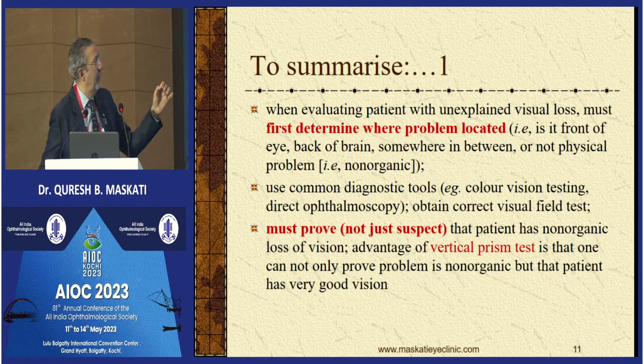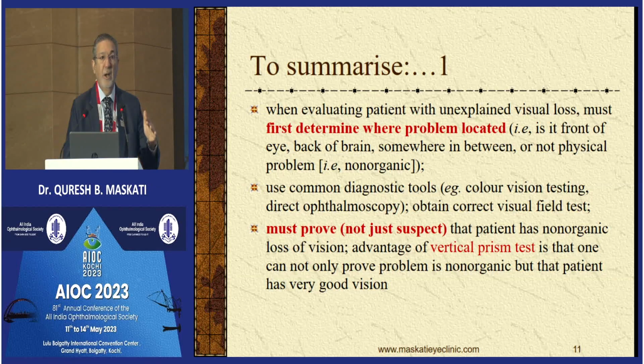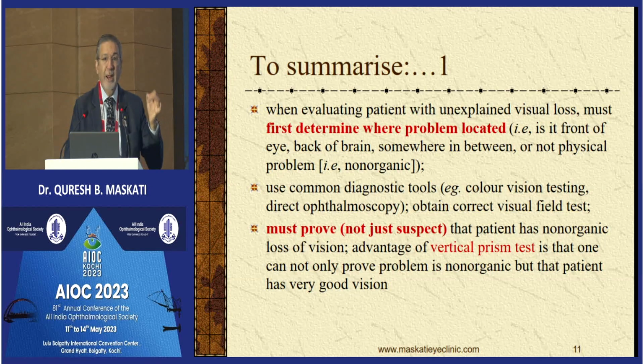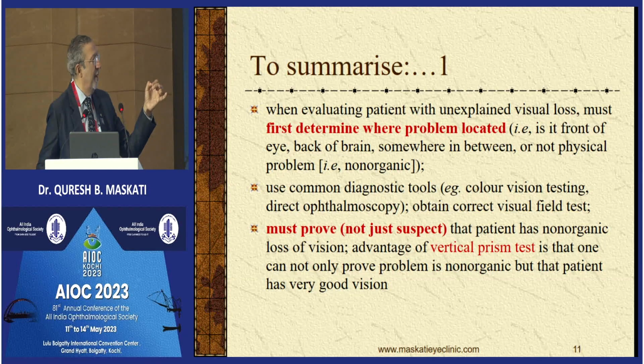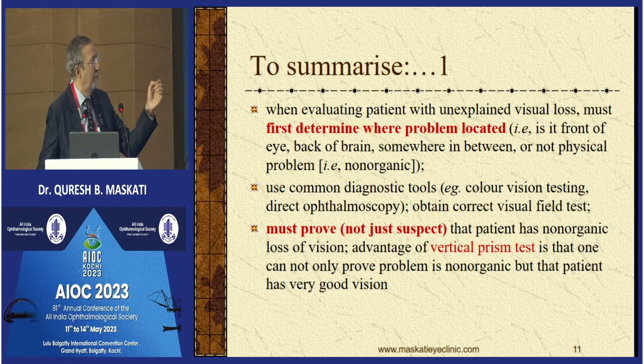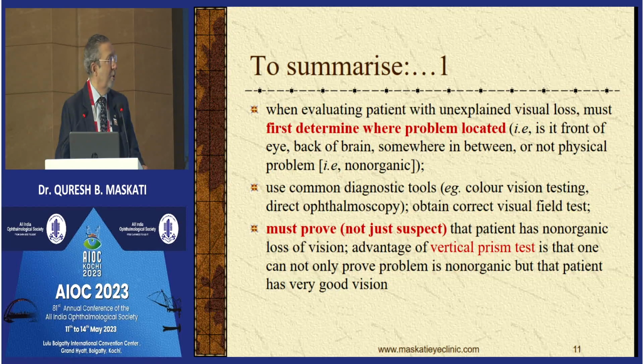To summarize, when evaluating a patient, first determine where the problem is located: front of the eye, back of the brain, somewhere in between, whether it's physical or non-physical. Use common diagnostic tools like color vision, direct ophthalmoscopy, and a correct visual field test, and you must prove that the patient is non-organic. It is very wrong to label him when he is not. So take advantage of the vertical prism test. That's one test that I use quite often to find out.